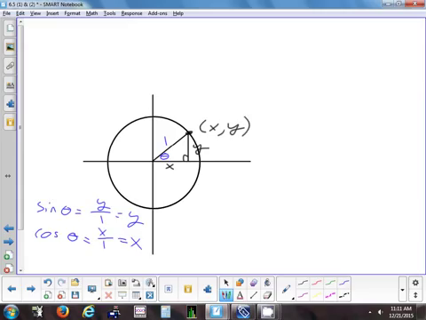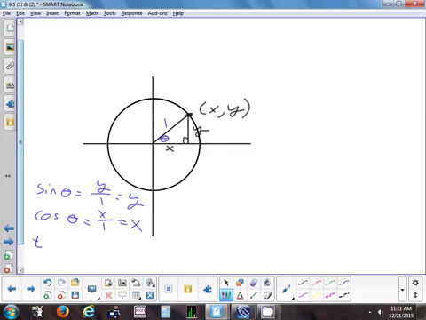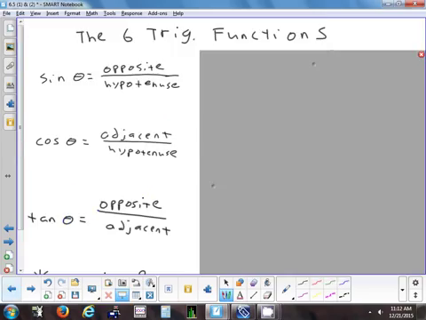That's why we had x. Okay. And then tangent, opposite over adjacent. So whether you use the unit circle definitions like this, or you use the opposite and adjacent hypotenuse stuff, it's the same thing. Okay, it's exactly the same thing.